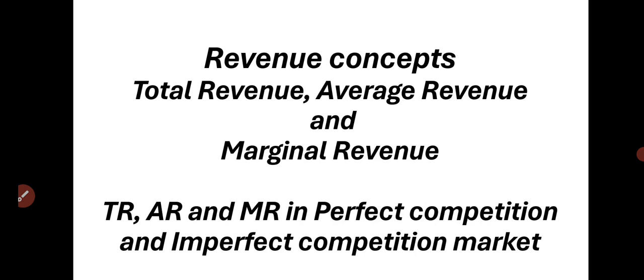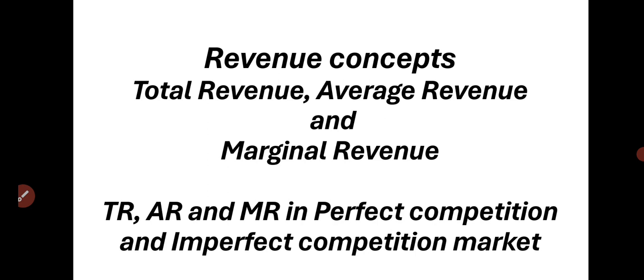At first, in production, cost and revenue are the more important concepts. Cost, as we have already discussed in our last video, refers to production cost. And here we will discuss today the revenue concepts. What is revenue? Revenue means sellable revenue, or we can say it is sales revenue.